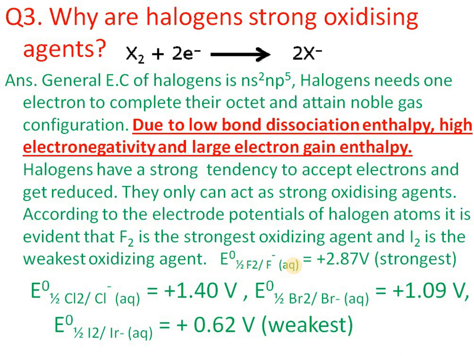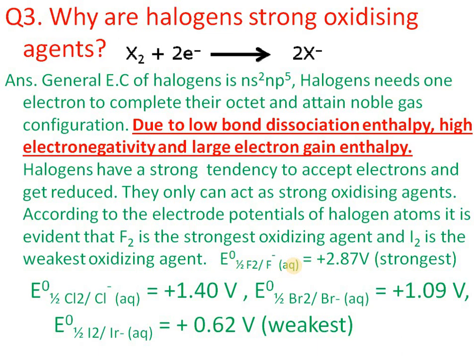Please do take care of this, that this is also one of the important questions. Halogens have a general electron configuration of ns2np5. It needs one electron to complete the octet because they have low bond dissociation enthalpy, high electronegativity and large electron gain enthalpy. These are the reasons which make it a strong oxidizing agent. And they have a high tendency to accept electrons, therefore acting as a strong oxidizing agent.